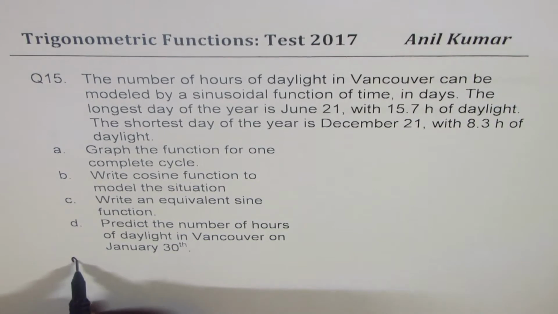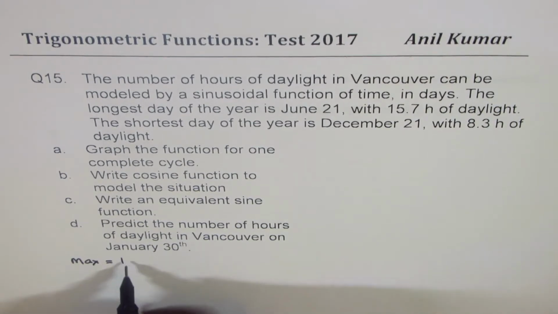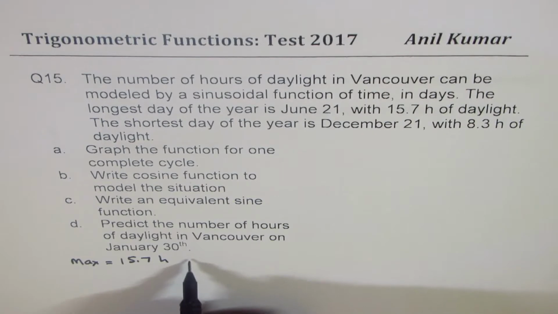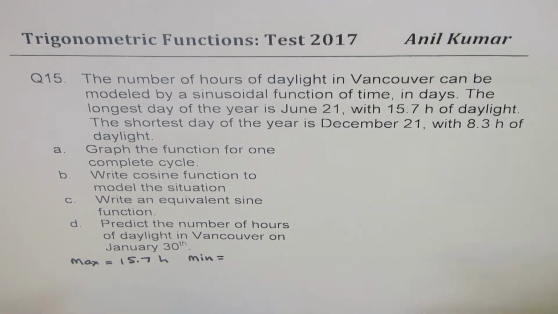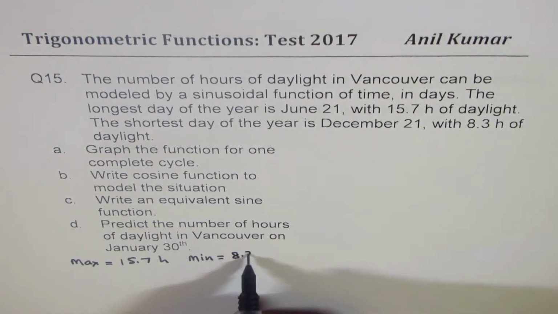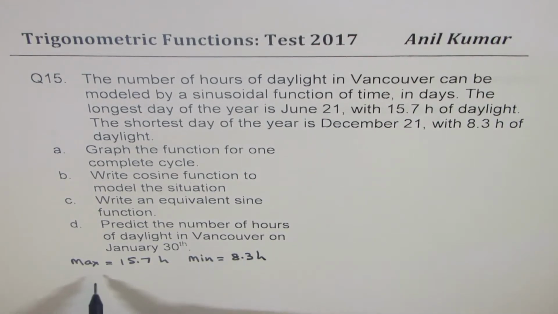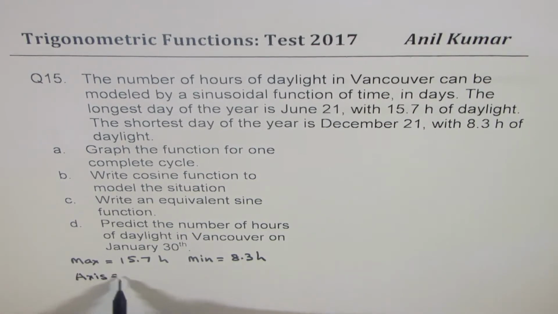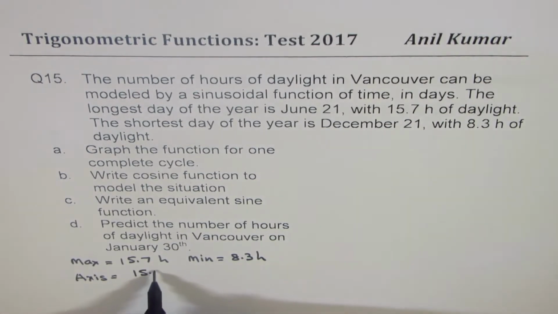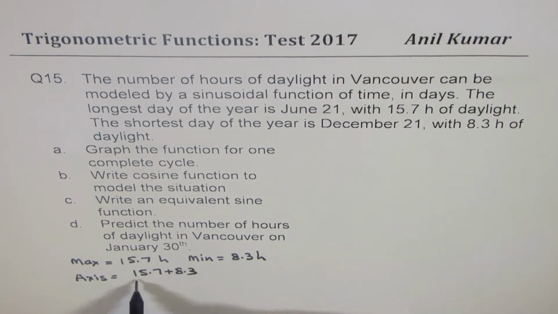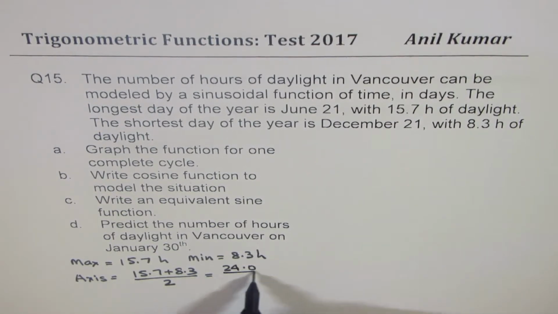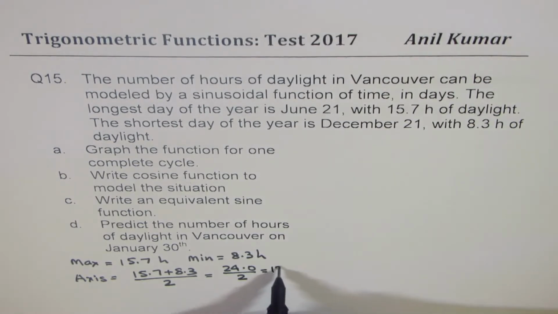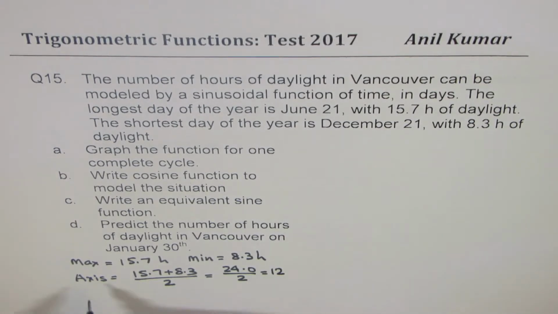So let's say maximum is given to us as equal to 15.7 hours. Minimum daylight is given to us as 8.3 hours. Now that gives you the average value or the axis. So let's say axis is the average of these two. So we can do 15.7 plus 8.3 divided by 2, which is 24 divided by 2, which is 12. So the axis is 12.